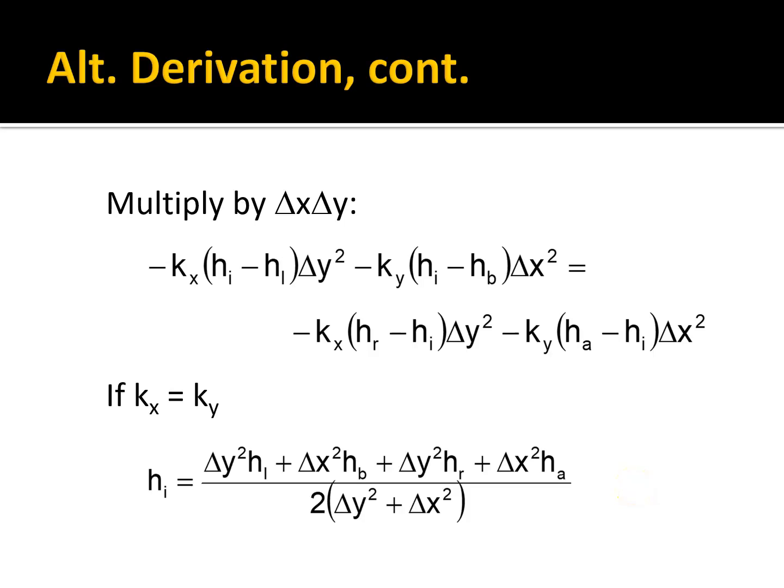And if we assume delta x is equal to delta y, we get hi is equal to 1/4 (hl plus hb plus hr plus ha). So we've effectively come up with precisely the same result using Darcy's law and conservation of mass.